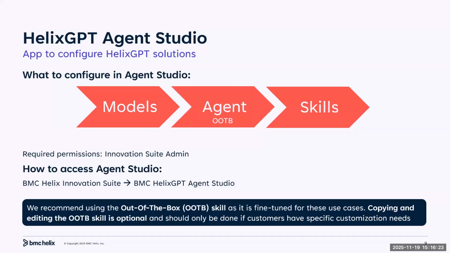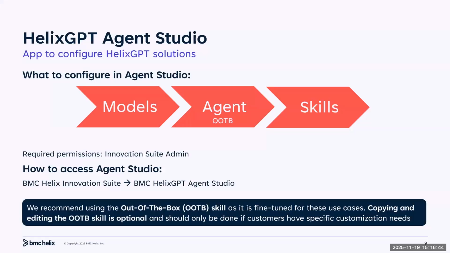As I covered before, we need Innovation Suite admin permissions, and I will show you in the configuration demo how you can access the Agent Studio. So it is very easy. You can go to the BMC Helix Innovation Suite, and from there there are two ways of accessing the BMC Helix Agent Studio.